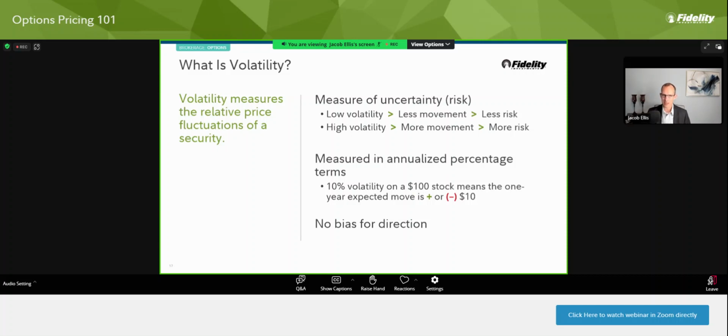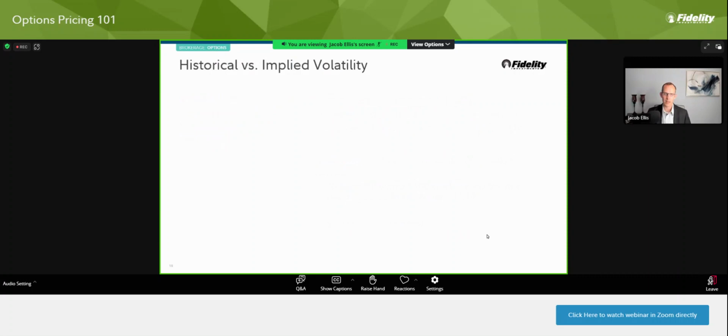Whereas you may be expecting exclusively the upwards version or exclusively the downwards version. Annualized percent volatility is looking at this in an unbiased way. It's saying it could be either direction, but the price involved here implies this large of a move. That's why we say there's no bias for direction when we measure it.